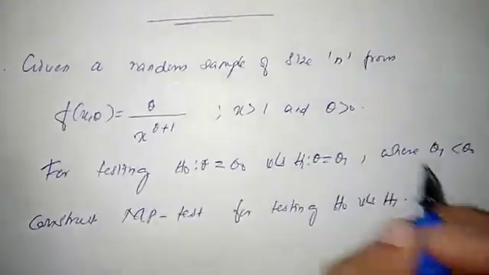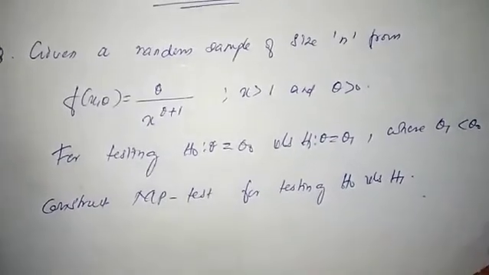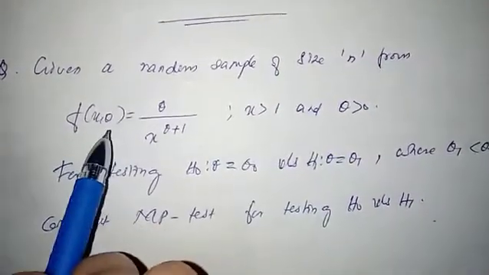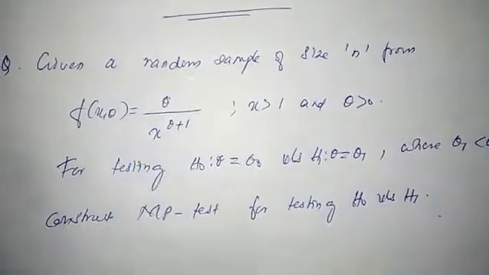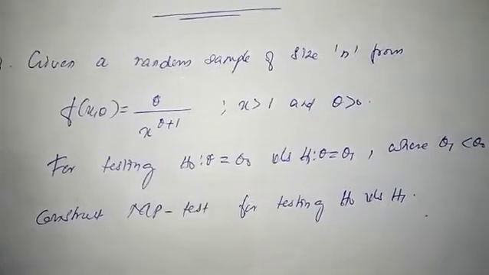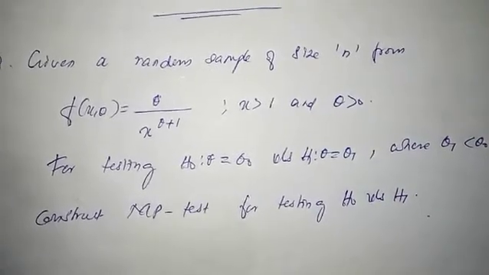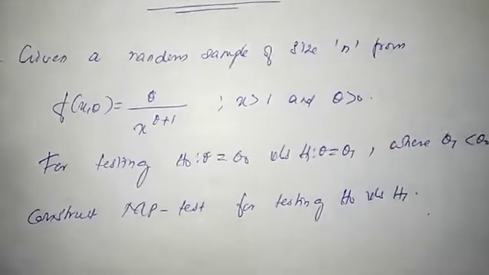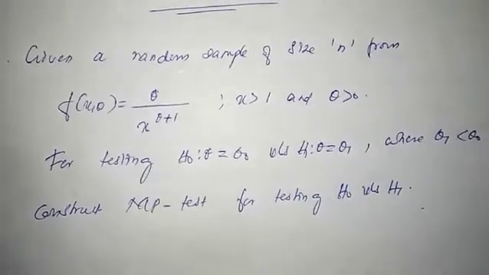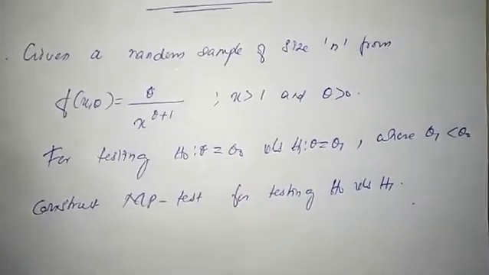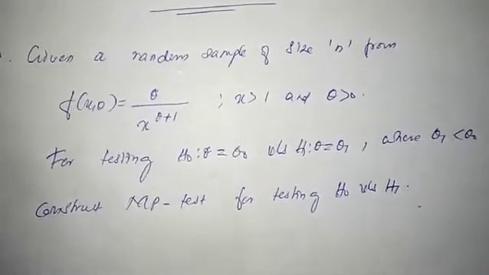Okay, here the question is: given a random sample of size n from a distribution with the density f of x theta equal to theta divided by x to the power theta plus 1, where x is greater than 1 and theta is greater than 0. For testing H0 theta equal to theta naught versus H1 theta equal to theta 1, construct the MP test for testing H0 versus H1.